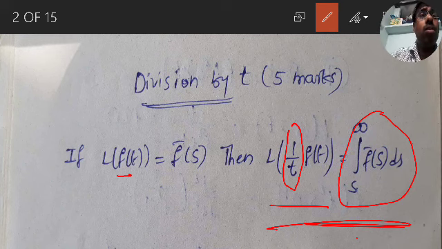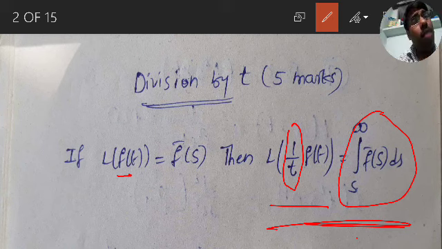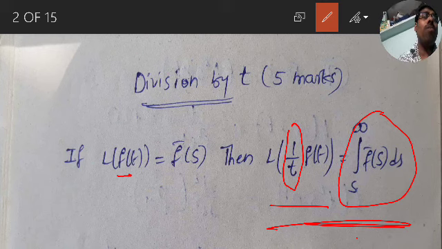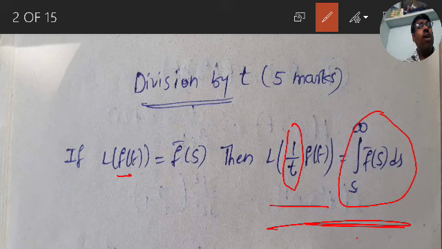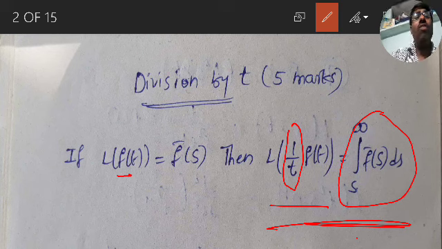Multiplied by t gives the derivative of f bar of s, multiplied by t square gives the second derivative of f bar of s. Here division by t is the integration of f bar of s. Division by t square means double integration of f bar of s. That's it. So every year you will get one problem on this method, division by t.